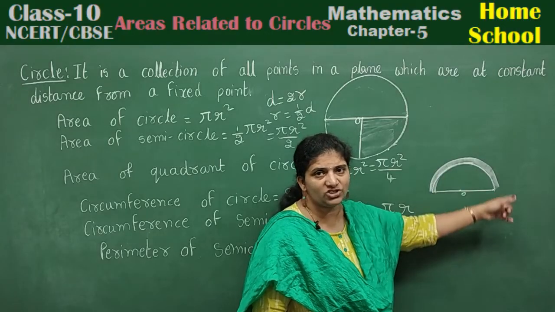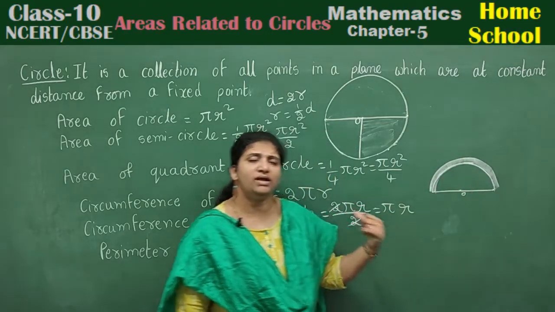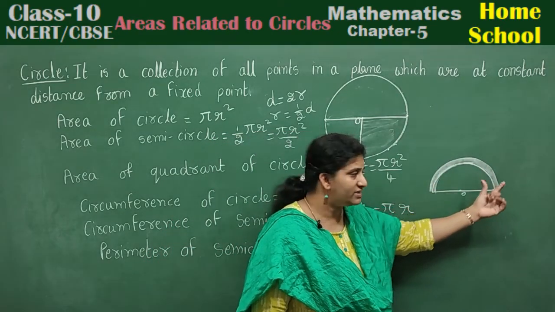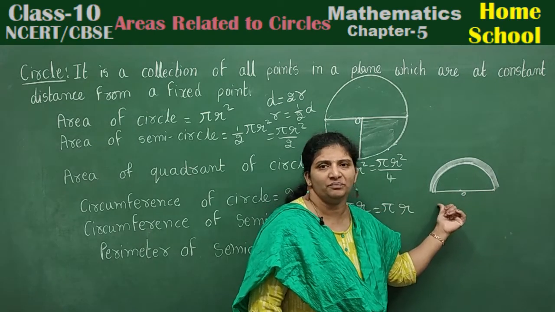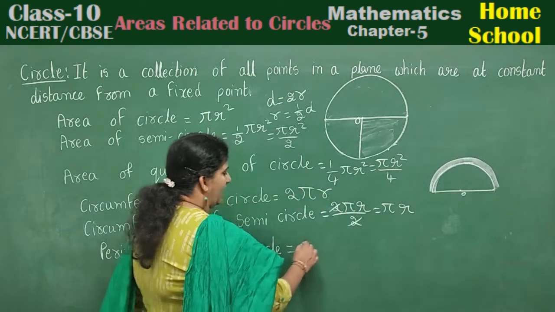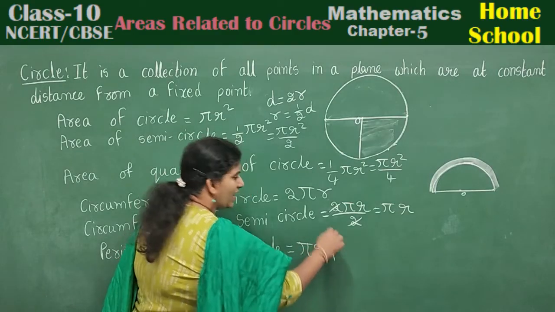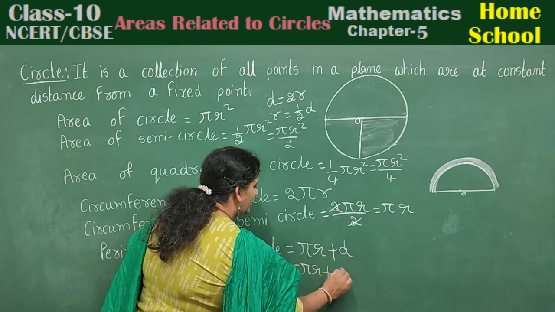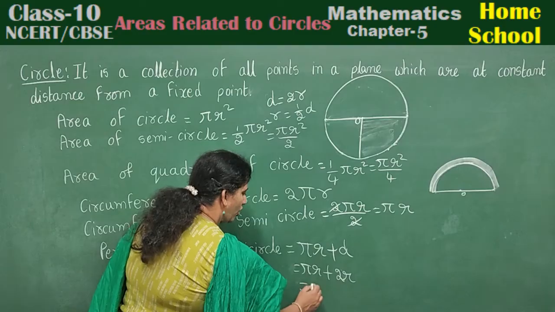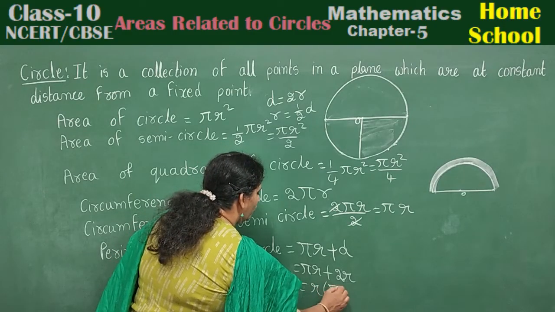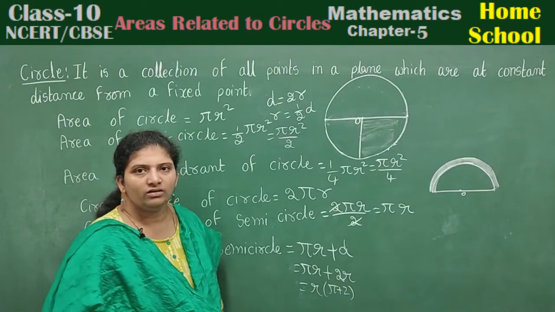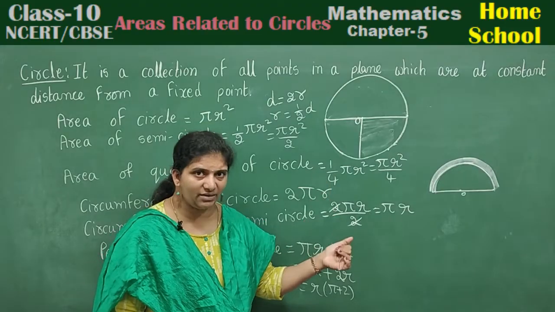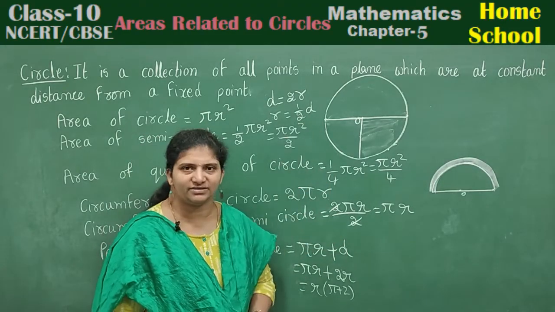What is the length of this one, children? Pi r. Perimeter of a semicircle. When the word semicircle comes, there is the circumference and this diameter. You may write this as pi r plus d, where d is nothing but 2r, or you may write it as r into (pi plus 2). What is the perimeter of a semicircle? Pi r plus diameter. Diameter is nothing but 2 times radius.